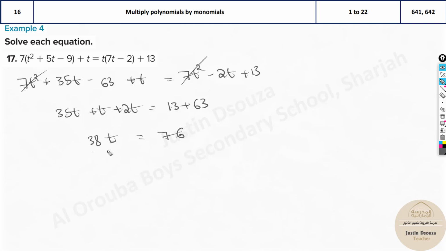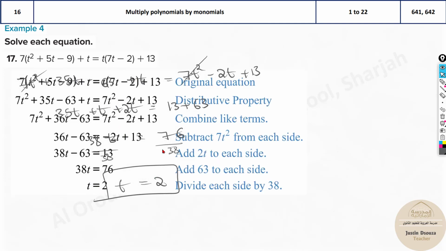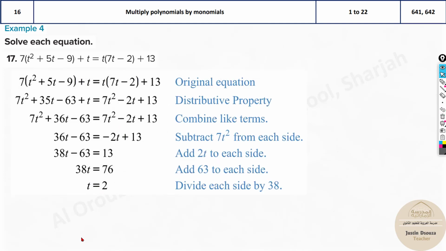So divide both sides by 38. You will get t equals 2. So the answer is 2. You can even check your answer by putting it in the calculator. You will get the same answer. These are the detailed steps.